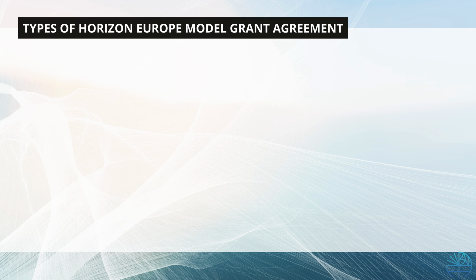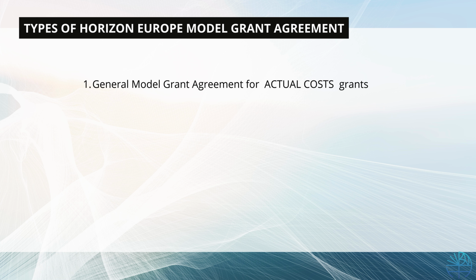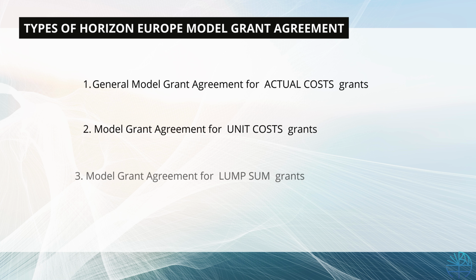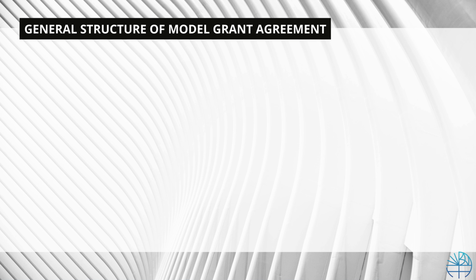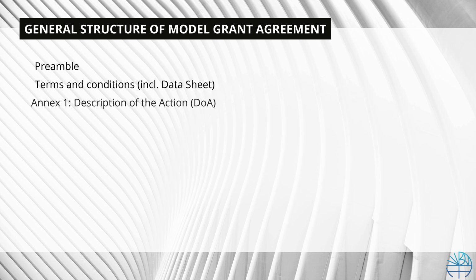In Horizon Europe, you will encounter the following three types of model grant agreements. The versions mainly differ based on forms of funding and the specific requirements of the projects for which they are used. For example, the unit cost version contains several provisions in Annex 5 applicable in Marie Skłodowska-Curie Actions and ERA Fellowships projects, particularly addressing the relationship between the beneficiary and the researcher. The general structure of the model grant agreement includes the following parts.